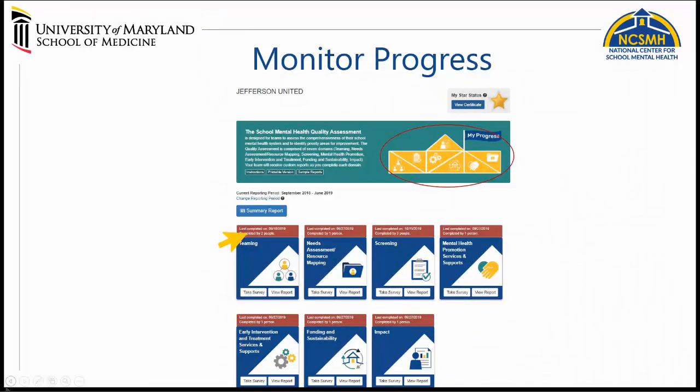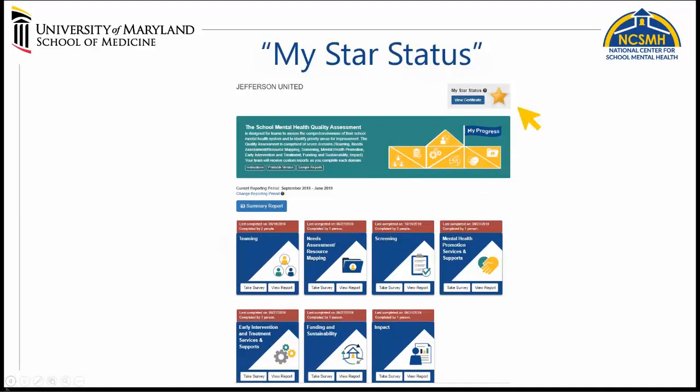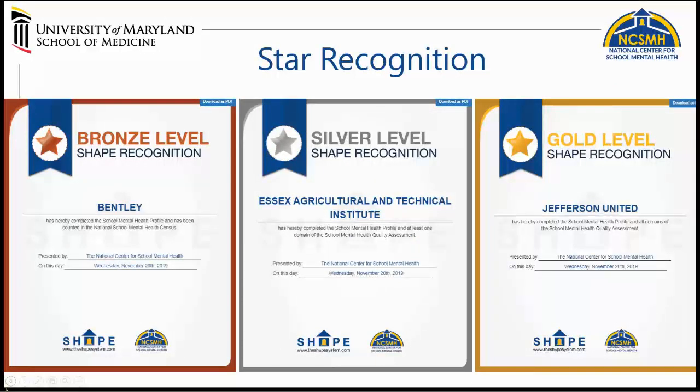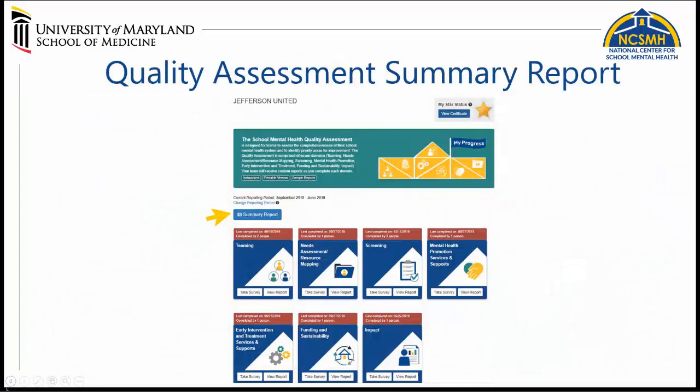As you complete the domains, the schoolhouse in the top right corner will fill up and a red banner appears at the top of each domain box that displays when it was last completed and how many people contributed to it. Your star status appears at the top right on the school mental health profile and mental health quality tabs in your account. Click View Certificate to download your certificate. Bronze indicates that you completed the school mental health profile. Silver indicates that you completed 1 domain, at least, of the quality assessment. And to get gold, complete all domains of the quality assessment.